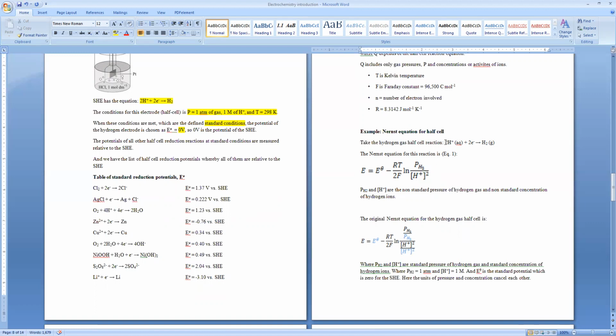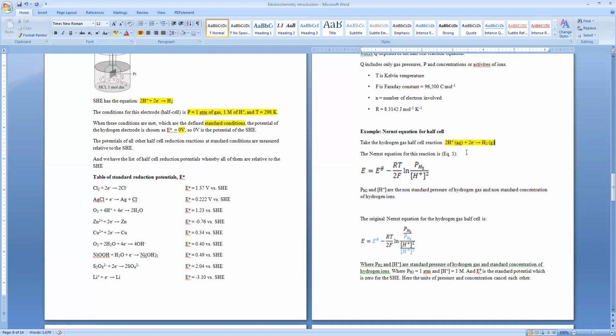What is in this Q is basically ion concentrations and gases. It does not include solids or liquids, because this is ln Q. Ln Q here is equal to the pressure of hydrogen gas divided by the hydrogen ion concentration squared. So this is the Nernst equation for this reaction, the hydrogen half cell reaction.